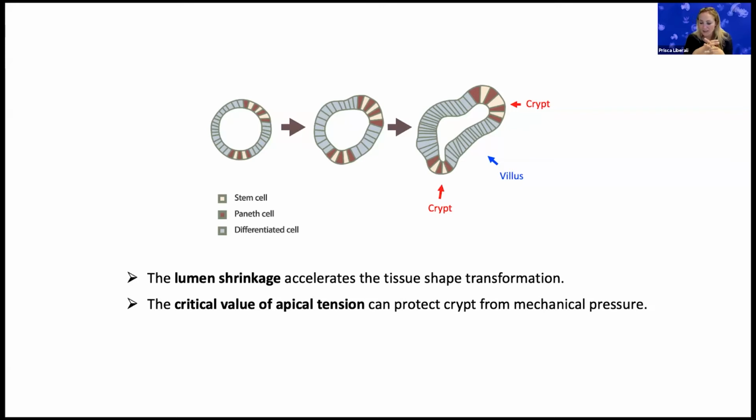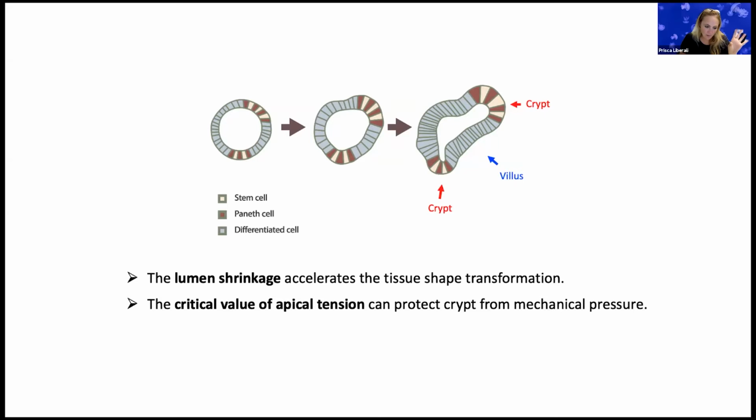Then the final part is really to get at the mechanism of this volume reduction, because this means that you have a coordinated behavior of another tissue part, so the villus of the intestine are able to drive a coordinated behavior of the crypt. So we wanted to understand how this villus behavior is affecting the crypt.